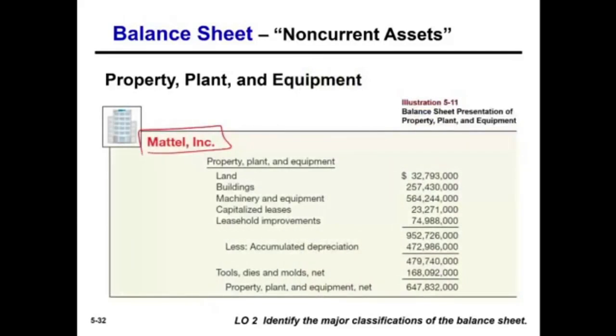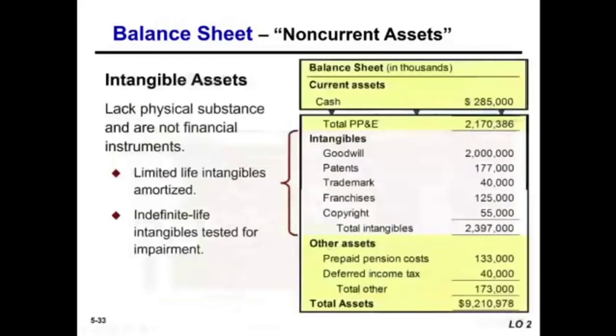Also, this is the property, plant and equipment for Mattel. Mattel is the company that manufactures Barbie dolls, so they have land, building, machinery and equipment, leases, leasehold improvements, total assets, less accumulated depreciation. Then they have tools, dies and molds, net amount, then net property, plant and equipment. Okay, so this is an example of a company's property, plant and equipment. Once again, they'll have to do additional disclosure about those property, plant and equipment.